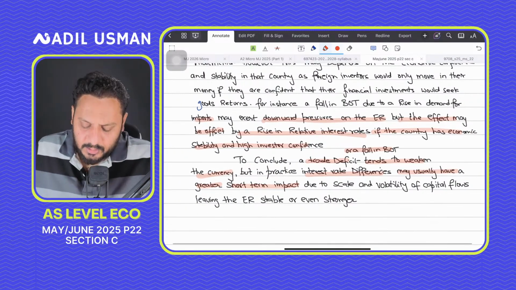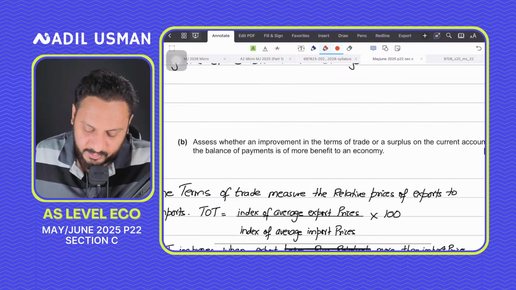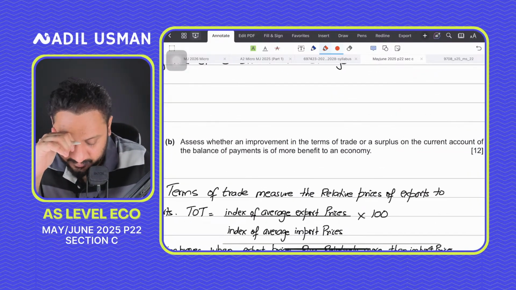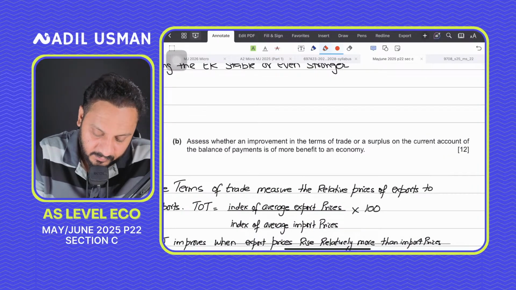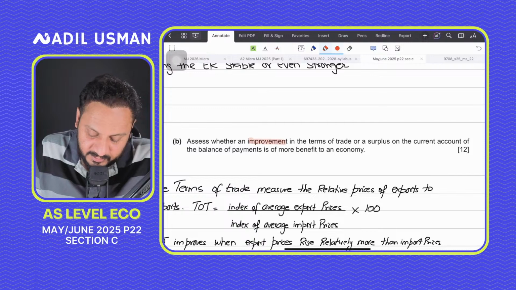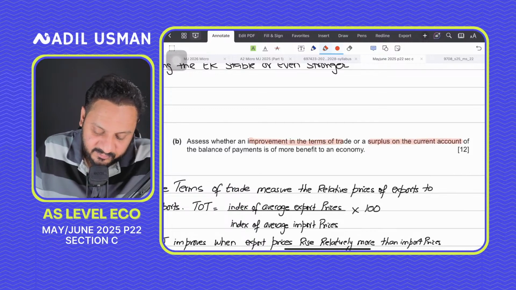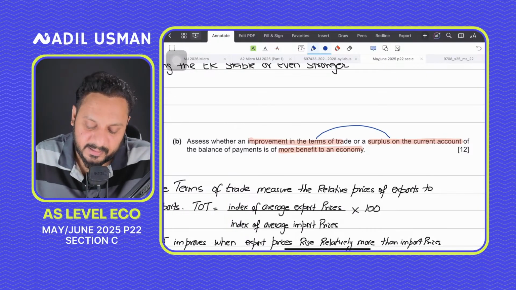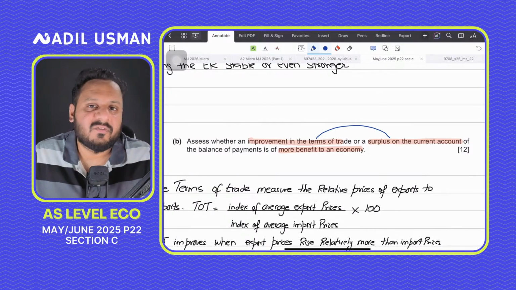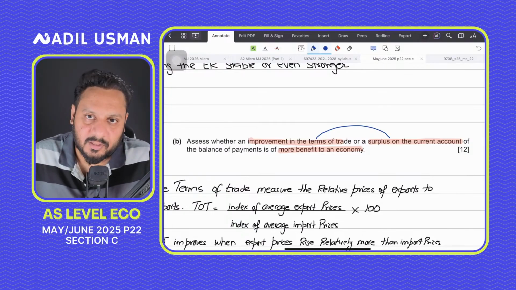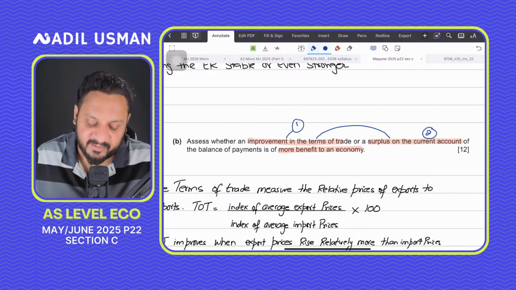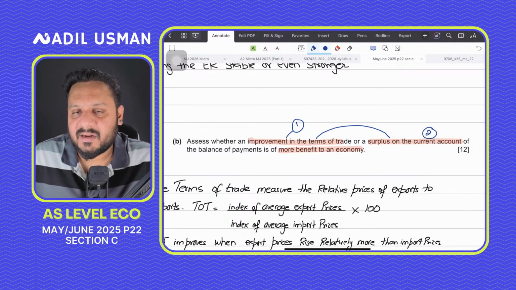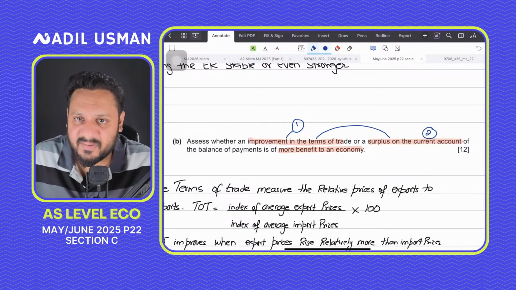Got it? So the next question: assess whether an improvement in the terms of trade or a surplus on the current account is of more benefit to an economy. Remember that whenever they are talking about two different economic indicators, see, improvement in terms of trade is an economic indicator, surplus of a current account is an economic indicator. So you have economic indicator number one, you have economic indicator number two, and they're saying which one is more beneficial, which means that both have benefits. But then the problem is that both have negative consequences as well.